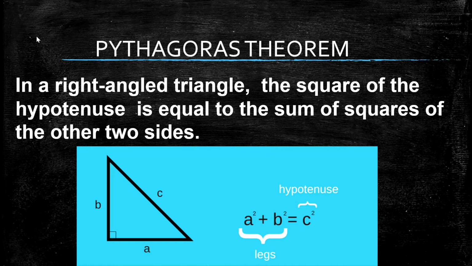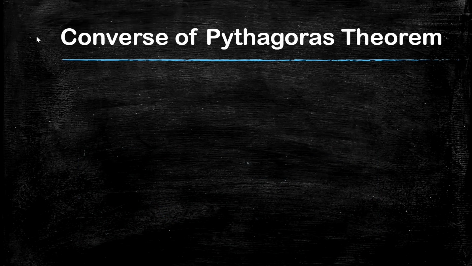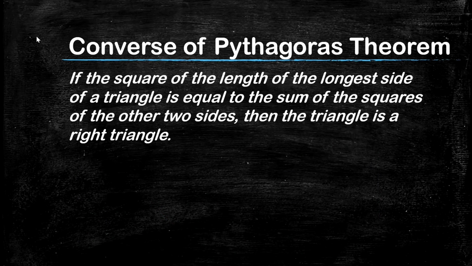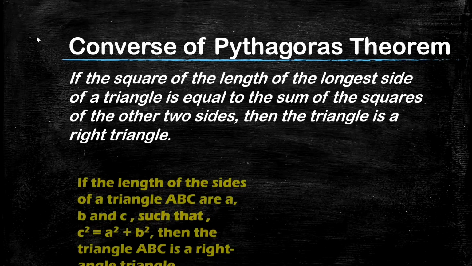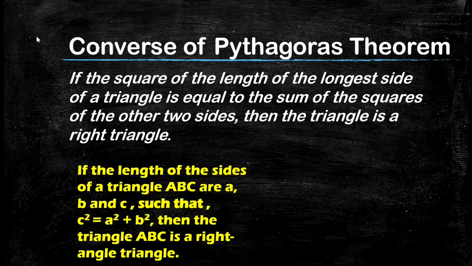Now let's understand the converse of Pythagoras theorem. If the square of the length of the longest side of a triangle is equal to the sum of the squares of the other two sides, then the triangle is a right triangle. Here the condition given to us is the square of the longest side is equal to the sum of the squares of the other two sides. From the condition we arrive at the conclusion that the given triangle is a right angled triangle. For example, in triangle ABC with sides a, b and c, if we have the condition c square equal to a square plus b square, then we say that the given triangle ABC is a right angled triangle.